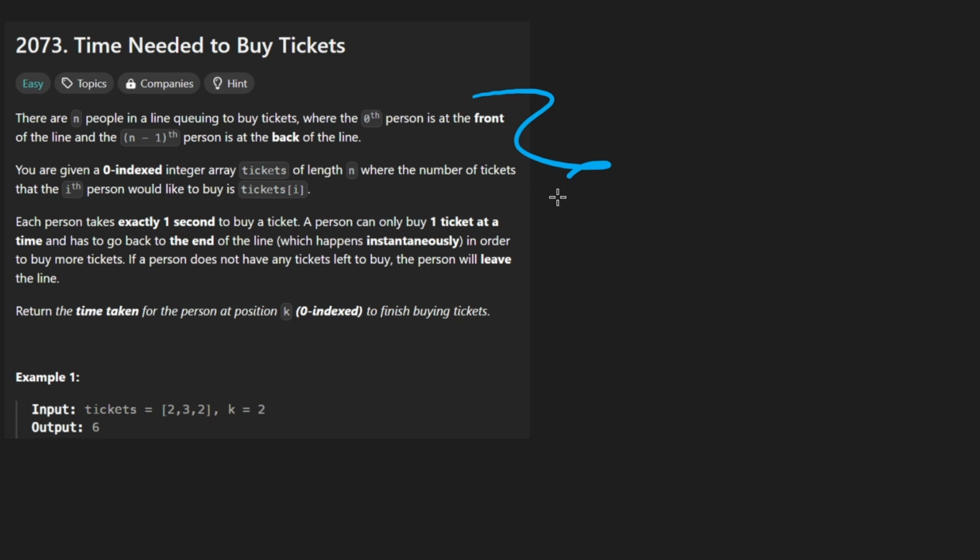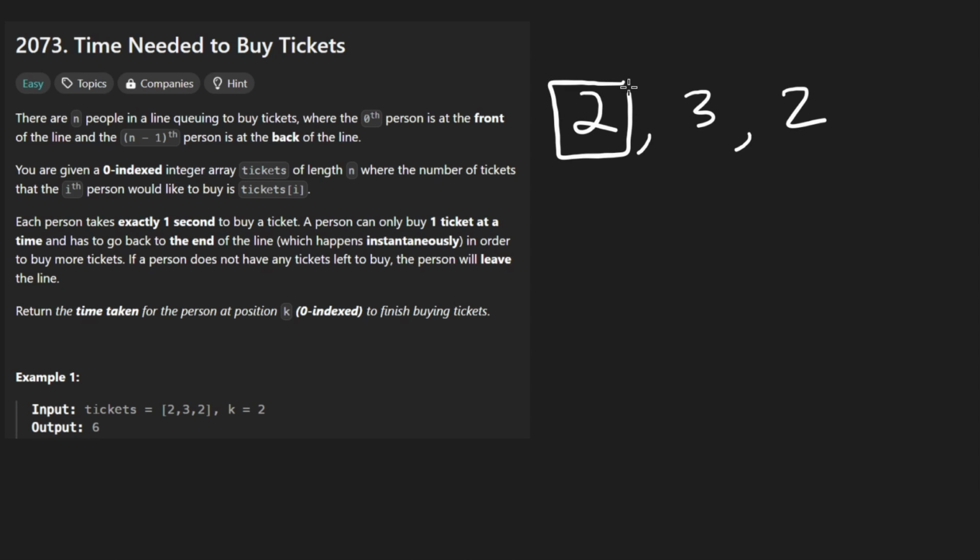So the premise of this problem is similar to the last one. We still have kind of a queue of people. In this case though, we're given two inputs. We're given an array called tickets. Now this actually represents the number of tickets each person wants. So the first person in the queue wants to buy 2 tickets. The second person in the queue wants to buy 3, and then the last one wants to buy 2. And so the queue is ordered in this way.